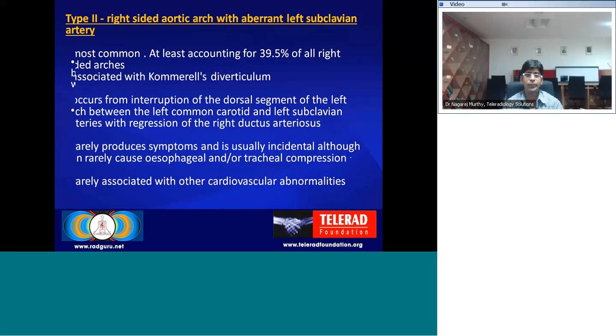Type 2 with aberrant left subclavian artery. This is the most common, accounting for about 40% of all right-sided arches, and usually associated with Kommerell diverticulum. Usually it occurs from interruption of the dorsal segment of the left arch between the left common carotid and left subclavian arteries with regression of the right ductus arteriosus. Rarely produces symptoms. Rarely it can cause esophageal or tracheal compression, and rarely associated with other cardiac abnormalities.